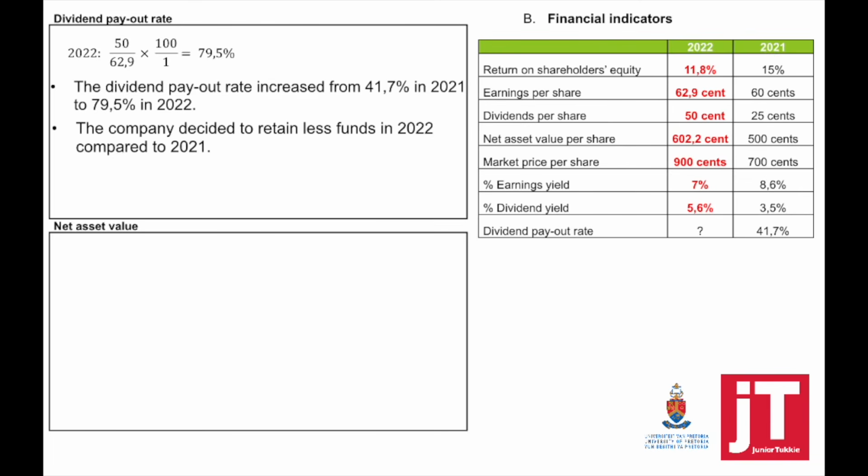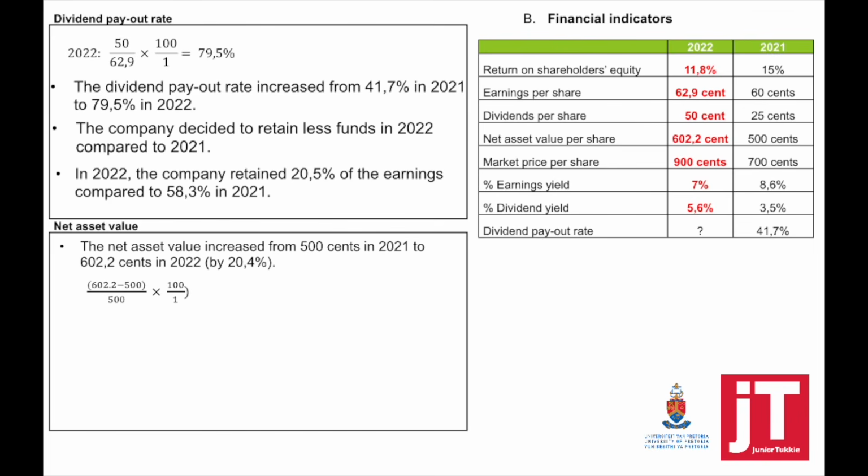So if they paid out more in dividends, it means that the company decided to retain less funds. In 2022, the company retained only 20.5% of the earnings compared to 58.3% in 2021. If you take 100 minus 79.5, that equals the 20.5%.